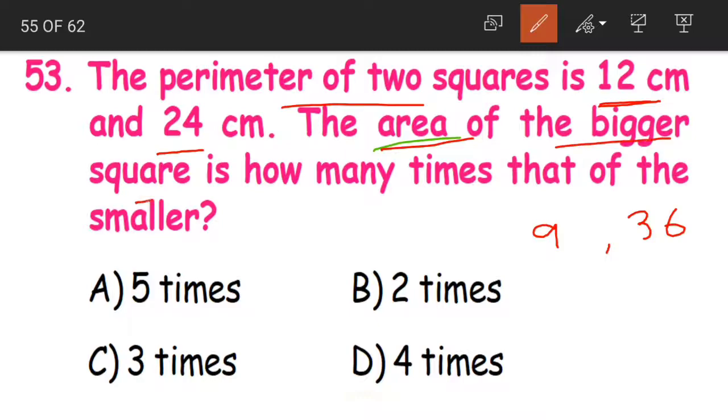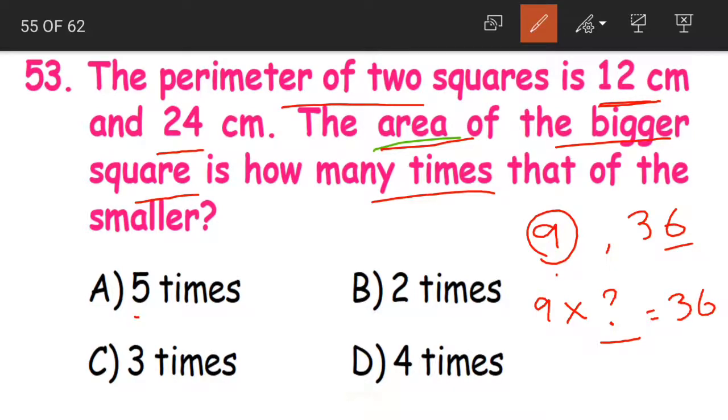The area of the bigger square is how many times that of the smaller? So this is the area of the smaller square. This multiplied by how much? How many times means this multiplied by how much will give us the area of the bigger square. Is it multiplied by 5, 2, 3 or 4? What is it, children? 4.